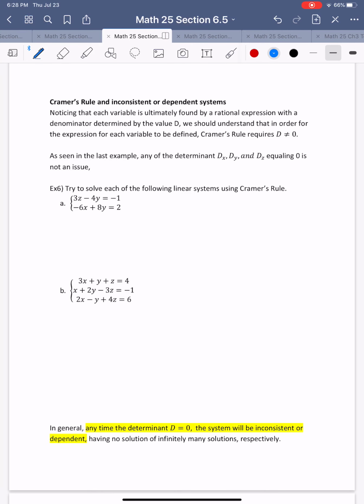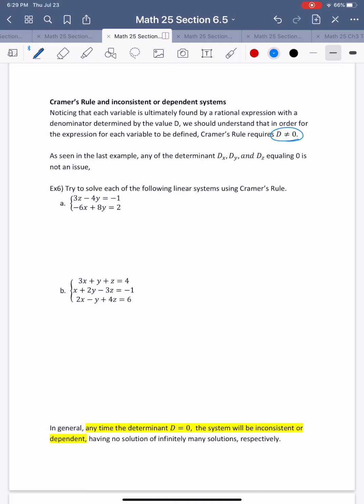So Cramer's rule with an inconsistent or dependent system: noticing that each variable is ultimately defined by a rational expression with the denominator determined by the value D, we should understand that in order for the expression for each variable to be defined, Cramer's rule requires D shouldn't be 0. But as seen in the last example, any of the determinants D sub x, D sub y, and D sub z equal to 0 is not an issue, but only for the D. So this shouldn't be. But what if it is?